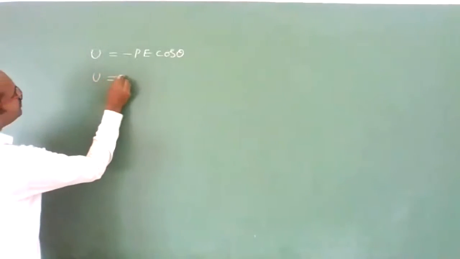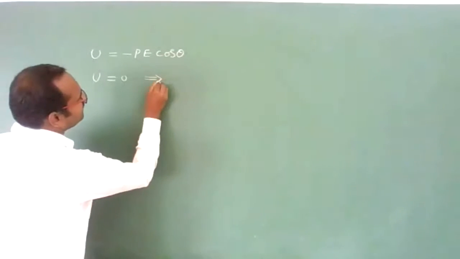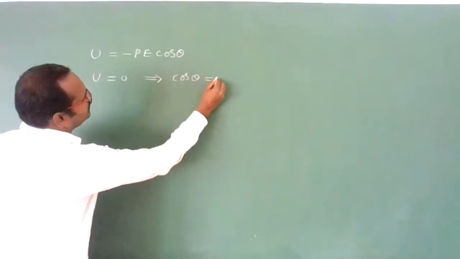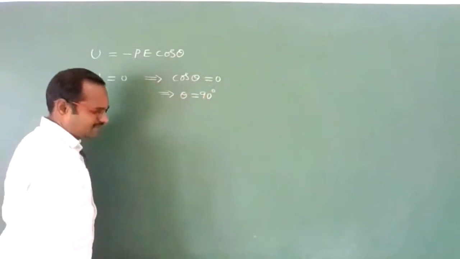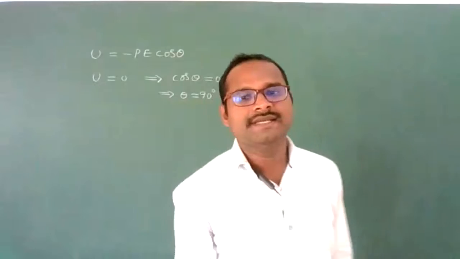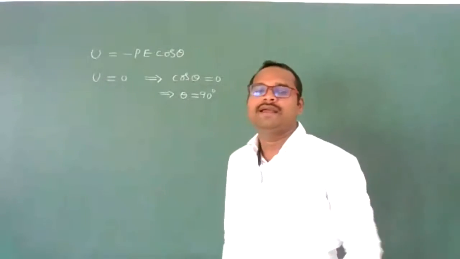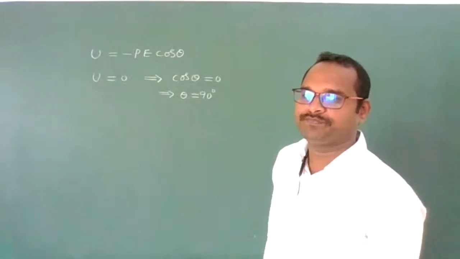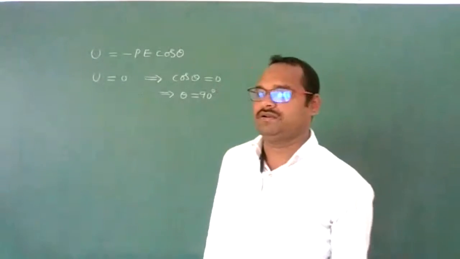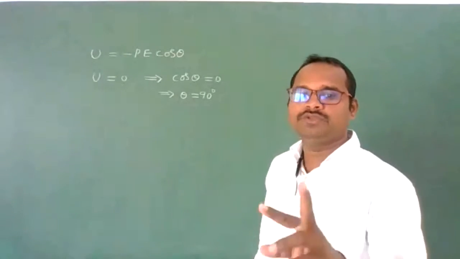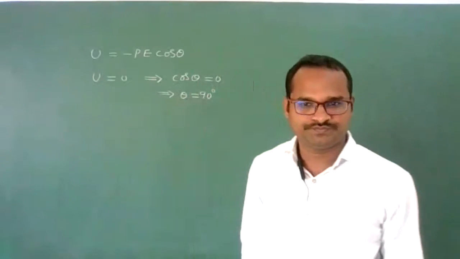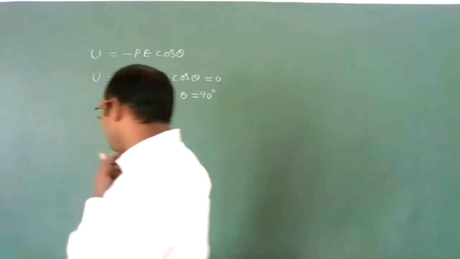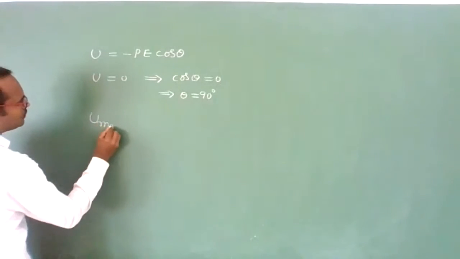Students, U becomes zero only when cos theta is equal to zero, which implies theta should be equal to 90 degrees. That means if the electric dipole moment vector and electric field are perpendicular to each other, then electrostatic potential energy will be zero. Now, when will U become maximum?